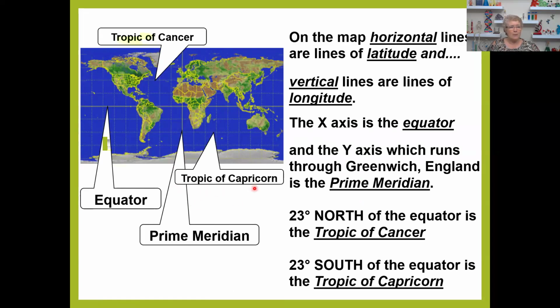We've also got the Tropic of Capricorn, which is south of the equator, and the Tropic of Cancer above the equator. We don't really need to worry too much about those.